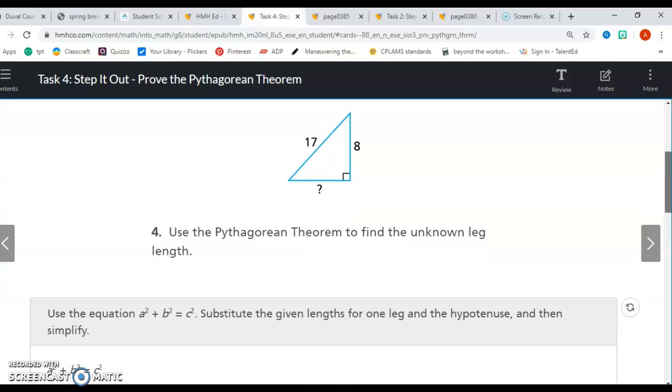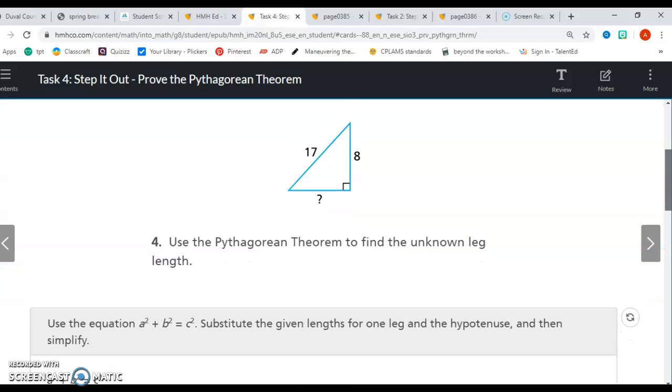Moving on to number 4. Use the Pythagorean theorem to find the unknown side length. So here they're giving us the height of 8 and the hypotenuse of 17, and we have to solve for the base. That means we have to manipulate that a squared plus b squared equals c squared just a little bit to solve for the missing leg length.